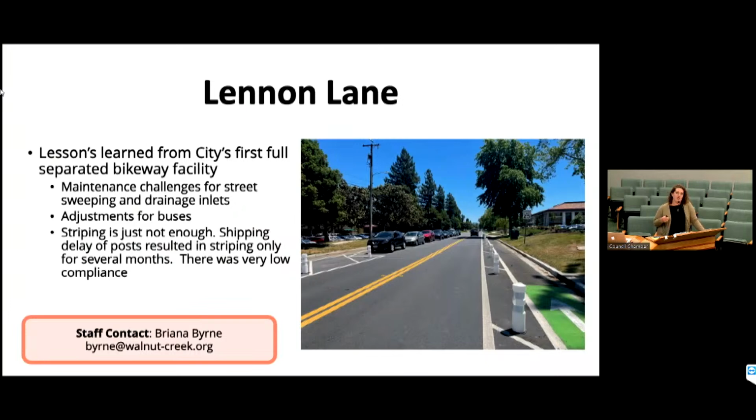And then striping is not enough. Because of COVID, there was a shipping delay of these posts, and for several months, it was just the striping in place. And so what we noticed is that we had changed the context of the roadway so much, and people were driving in the striped parking lane. It was not as clean of an installation as we had hoped.